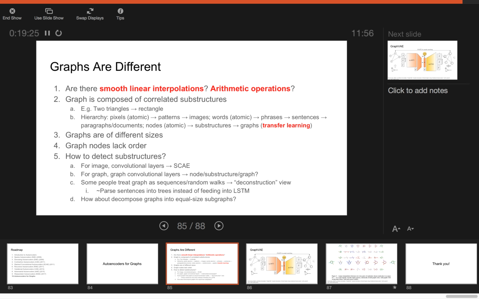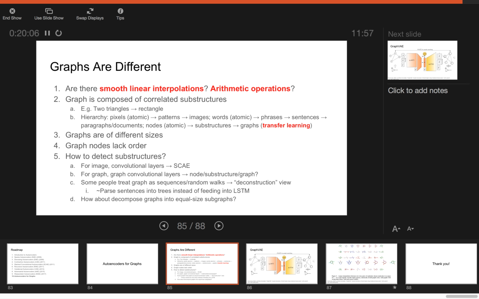Is there arithmetic operation? The next difficulty is that a graph is composed of correlated substructures. If you think about this, pixels are atomic, you can't break them down. But pixels can form patterns, and patterns form images. Words form phrases, form sentences, and then form paragraphs and documents. Nodes in a graph form substructures in graphs. And you can think of transfer learning, how to use one data set and apply it to another. This is just a possible research direction I want to point out here. Not necessarily something people have done, just some thoughts. The third thing is that graphs can be different sizes, and there's no order between different neighbors of a particular node. So these are all things that make this a hard problem.